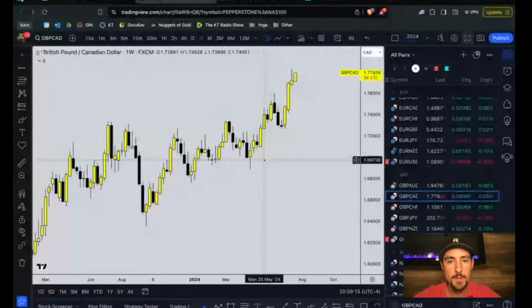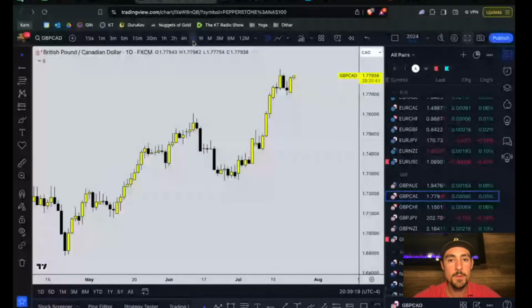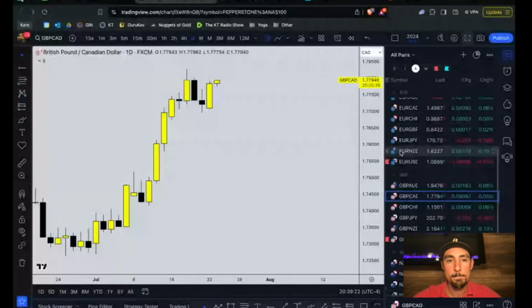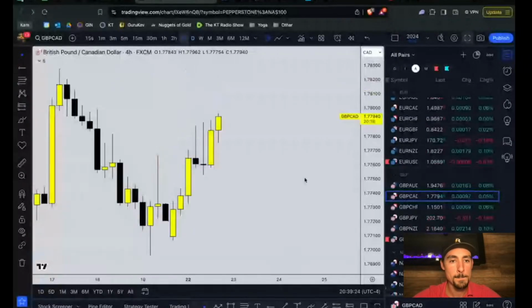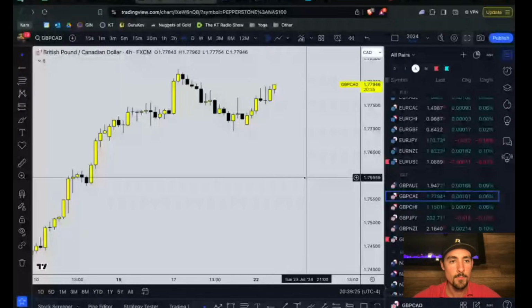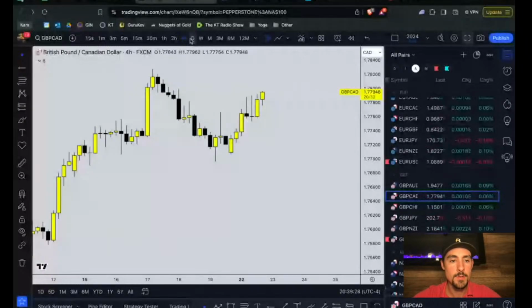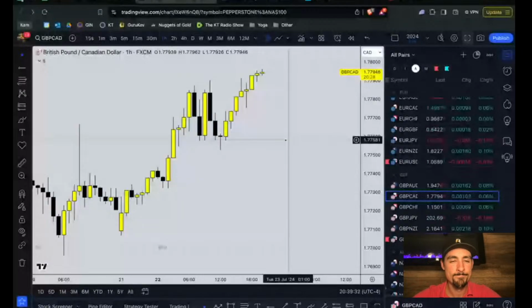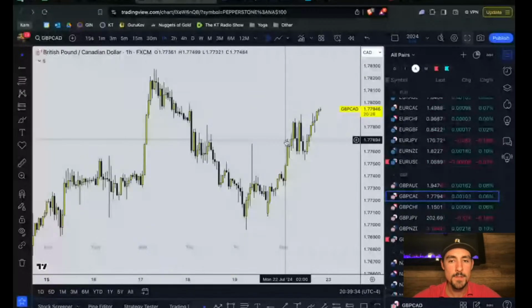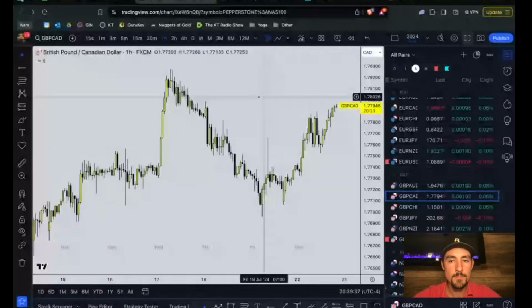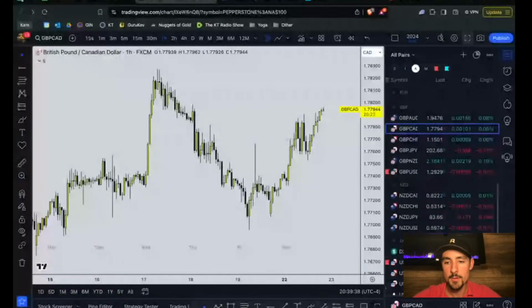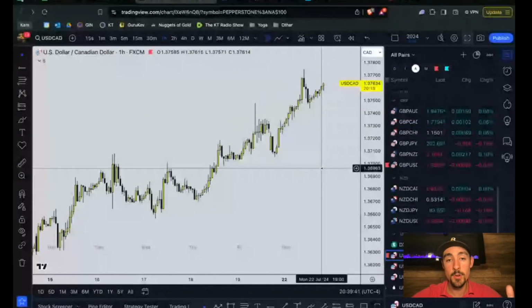GBP CAD, what are we seeing on this? Okay, so we're seeing some divergence here. Definitely seeing some divergence. It's nothing really clean, nothing really sticking out to me here. Yeah, so we're going to have to wait and see.